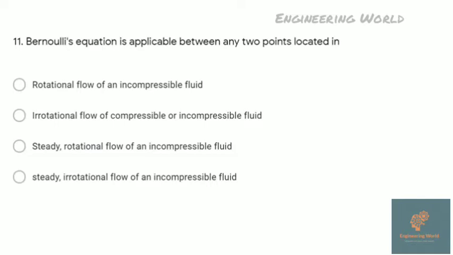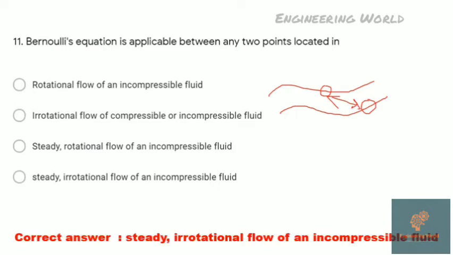When flow is steady, incompressible and irrotational, then Bernoulli's equation can be applied for any two points in a fluid. This is one streamline and this is another. We can apply it at any 2 points if flow is steady, incompressible and irrotational.